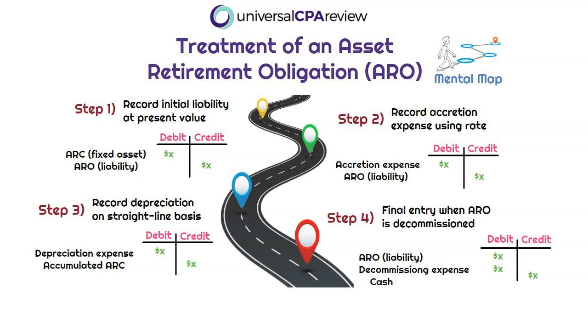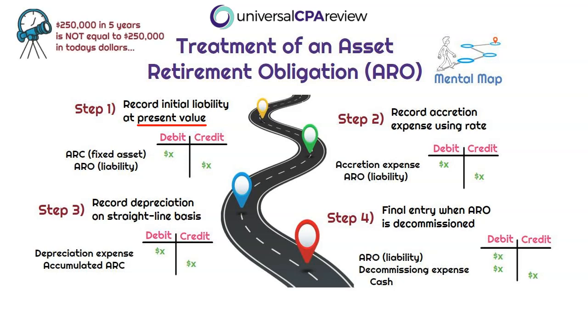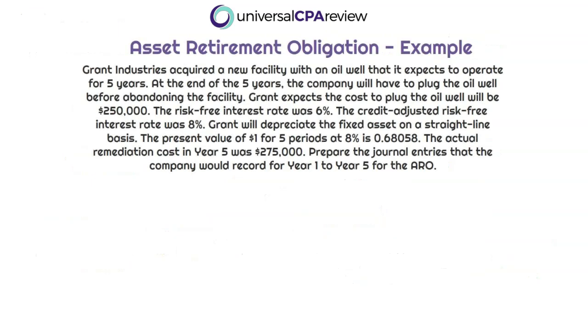Now you'll notice it says the present value, and that's key, because remember when I said that the cost will be $250,000 5 years from now? We need to calculate the present value of that cost and put it in today's dollars, because when we record a liability on the balance sheet, it needs to be at the present value. So our first step is to calculate the present value of the liability.